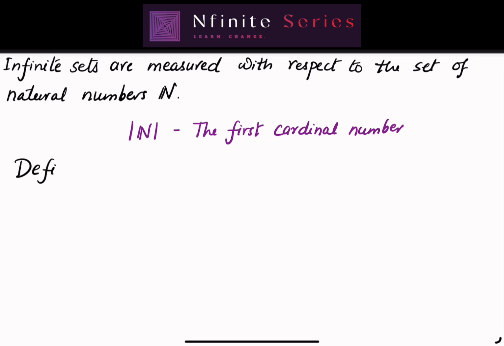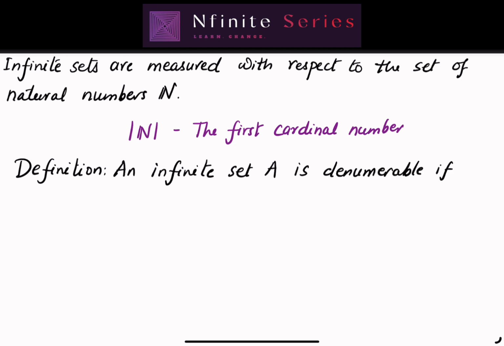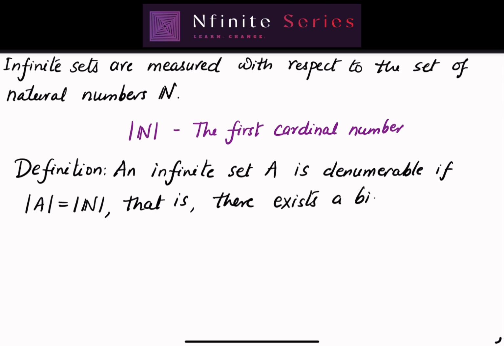So here's the definition. Definition: an infinite set A is said to be denumerable if the cardinality of that set is the first cardinal number, which means that there exists a bijective map, or bijective function, f from the set of natural numbers to the set A in question.